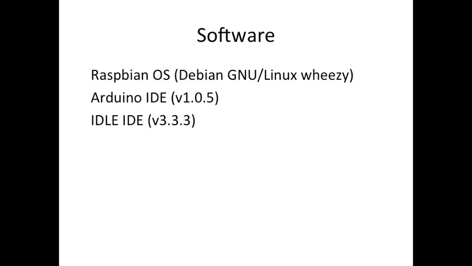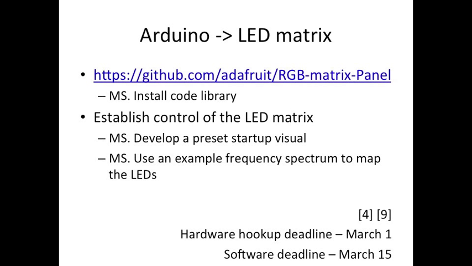In terms of the different software we're going to be using, we're going to have the Raspbian OS, Arduino IDE, and Idle IDE. To complete this project, I'll be building from the top down. My first step is to connect the Arduino to the LED matrix.